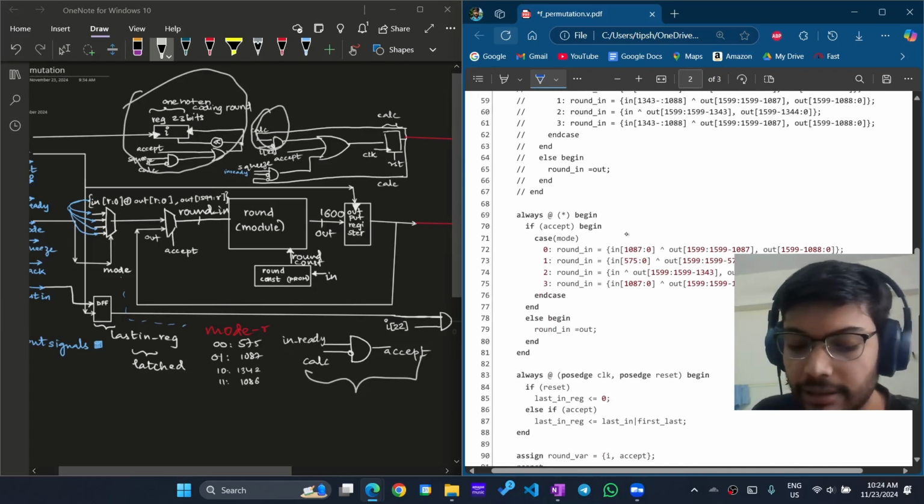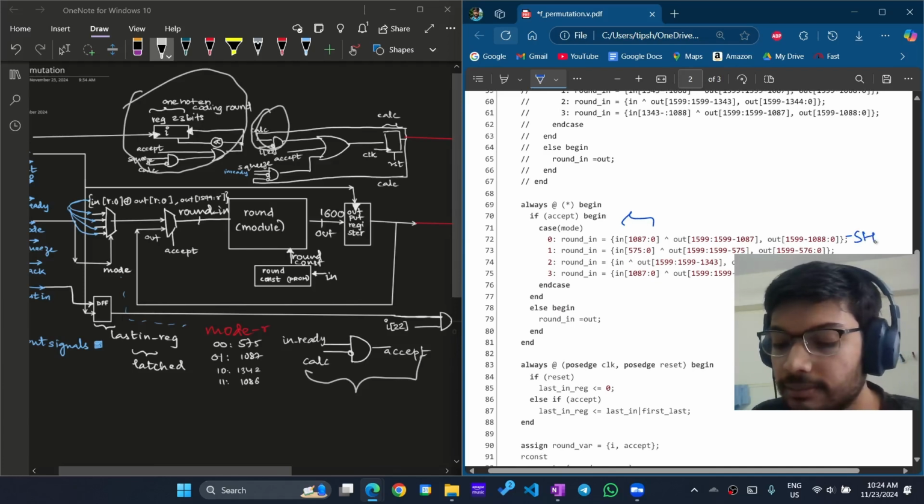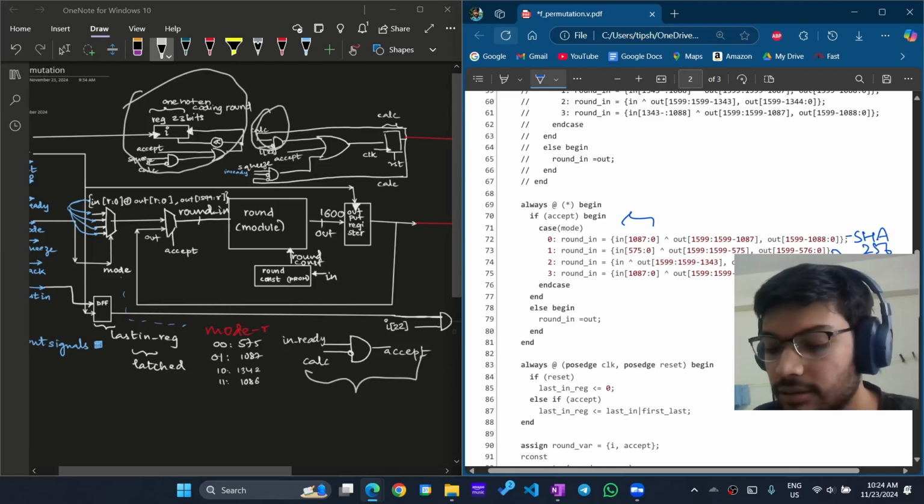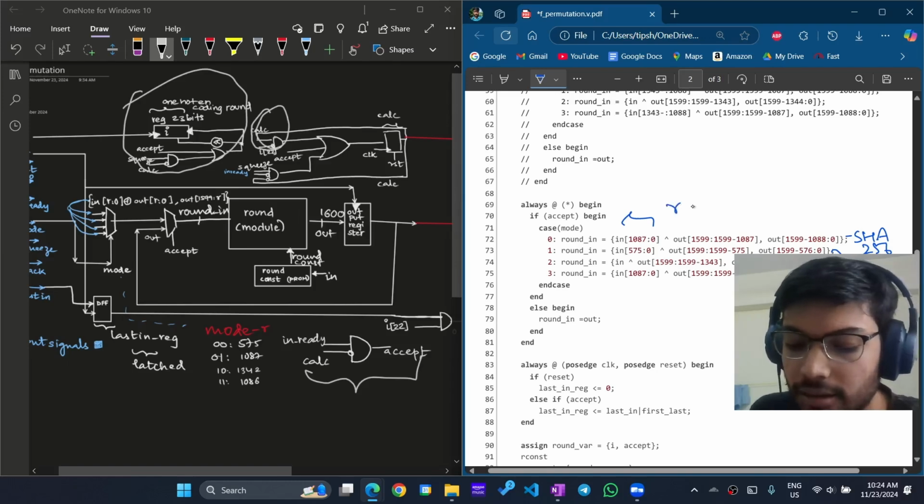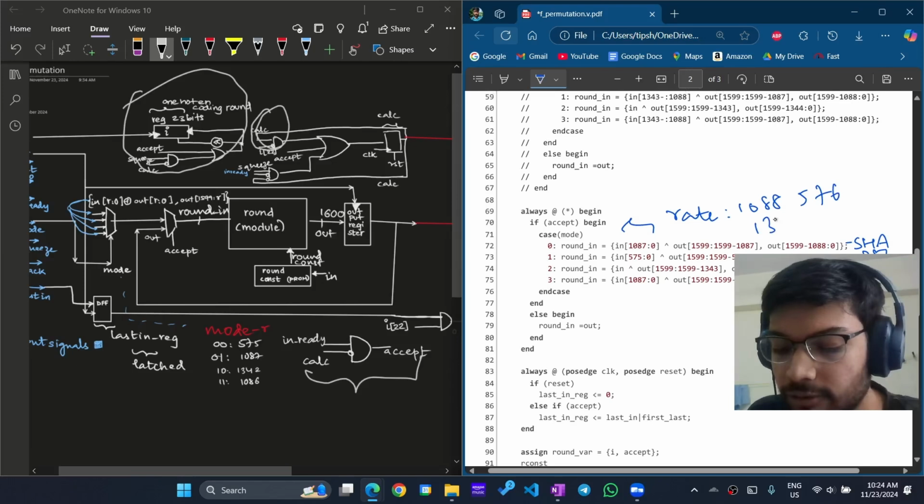Bit slicing is given here for the round input. This is for SHA3-256, this is for SHA3-512, and this is for SHAKE128 and this for SHAKE256. The R or rate for these functions are given by 1088, 576, 1344 and 1088.